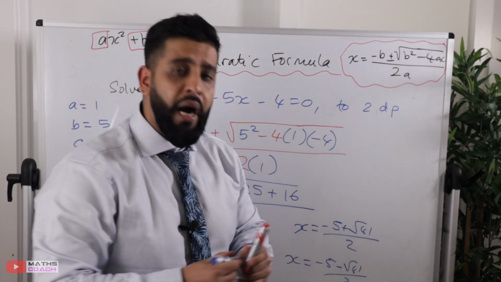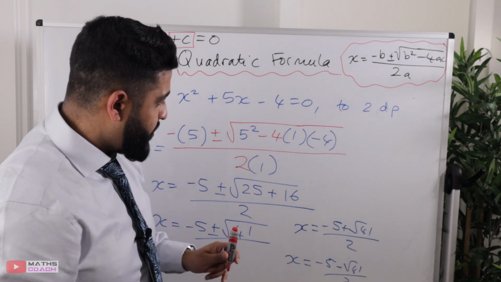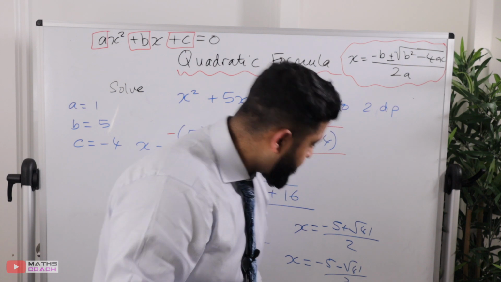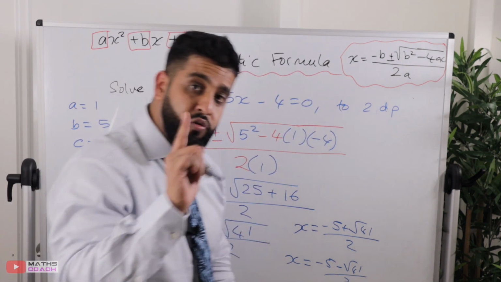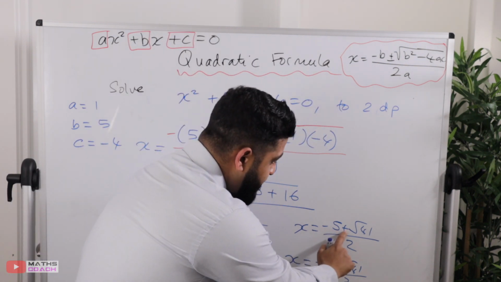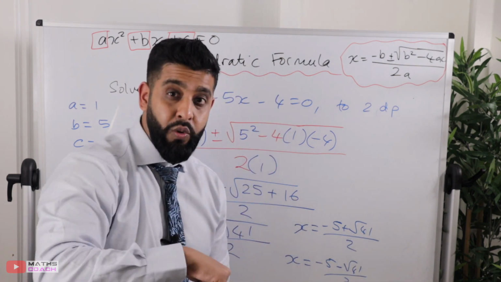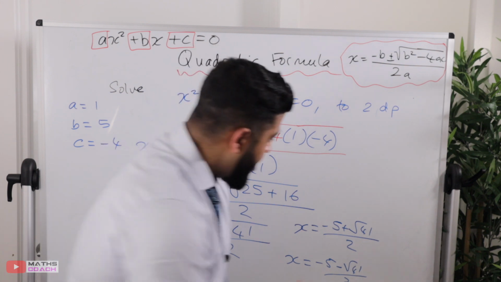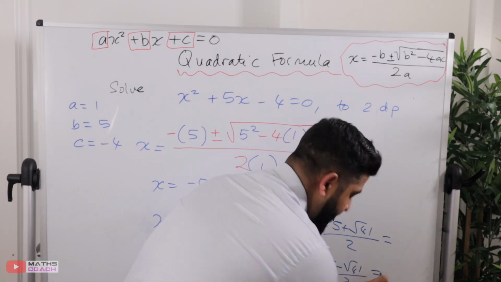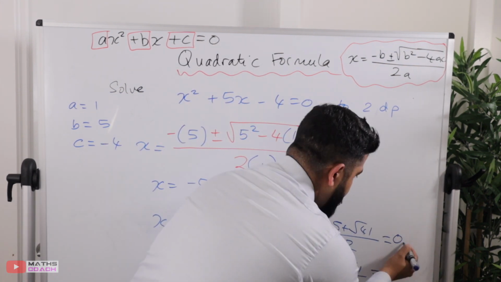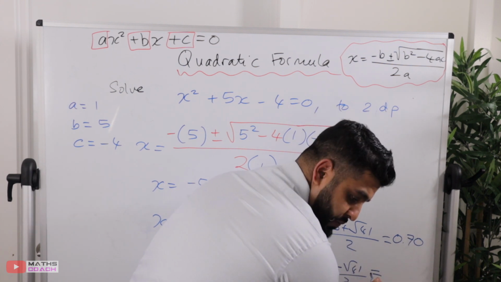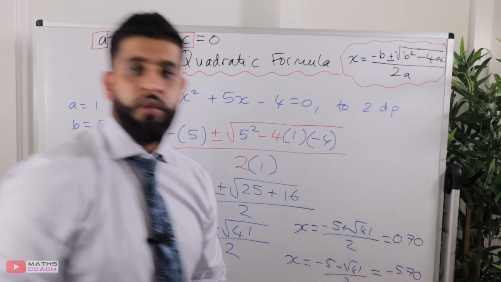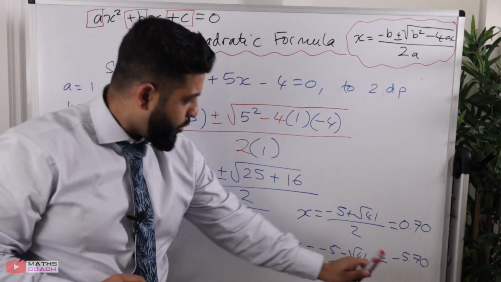Now, once again, I've calculated the solutions already, and I've rounded it to 2 decimal places, and you should do the same. Just to remind you, you should do minus 5 plus root 41, press equal on your calculator, and then divide by 2, and same for the other one. And the 2 solutions that you should get are 0.70 to 2 decimal places and minus 5.70 to 2 decimal places. Hope you can see that there.